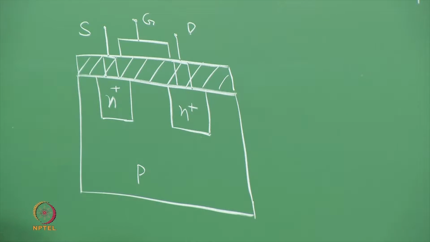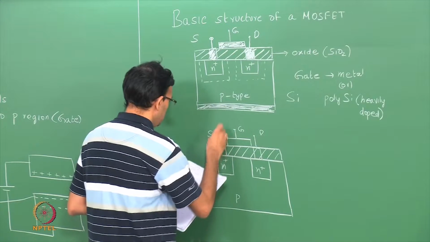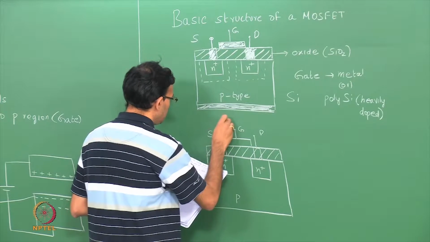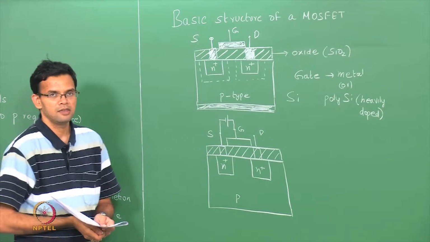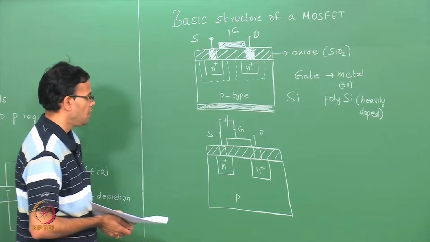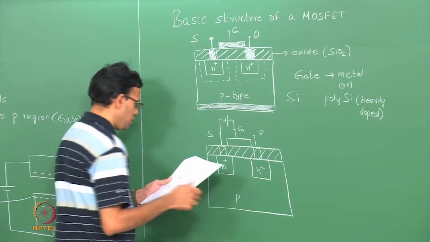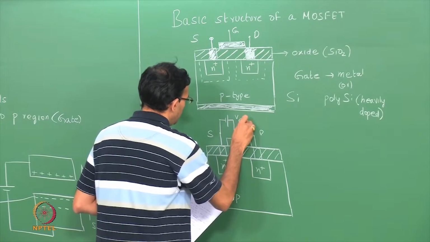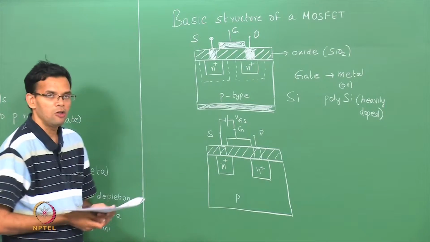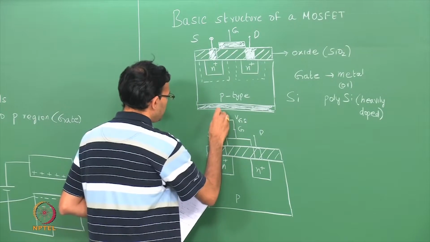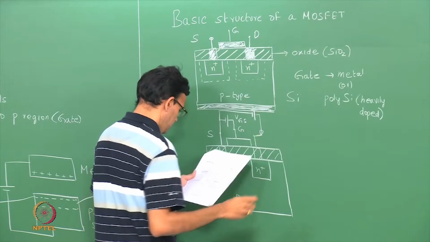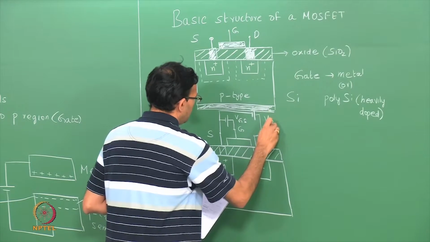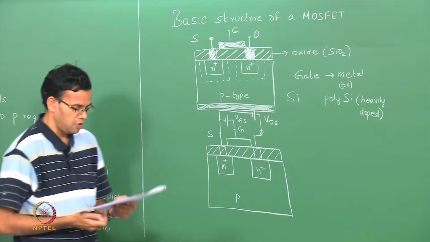So how do we bias this MOSFET? So let me first bias the source and the gate. So in this particular case, the gate is connected to a positive potential and the source is connected to a negative potential. Let me call this VGS. Then I will also bias the source and the drain. So the drain is connected to a positive potential with respect to the source.